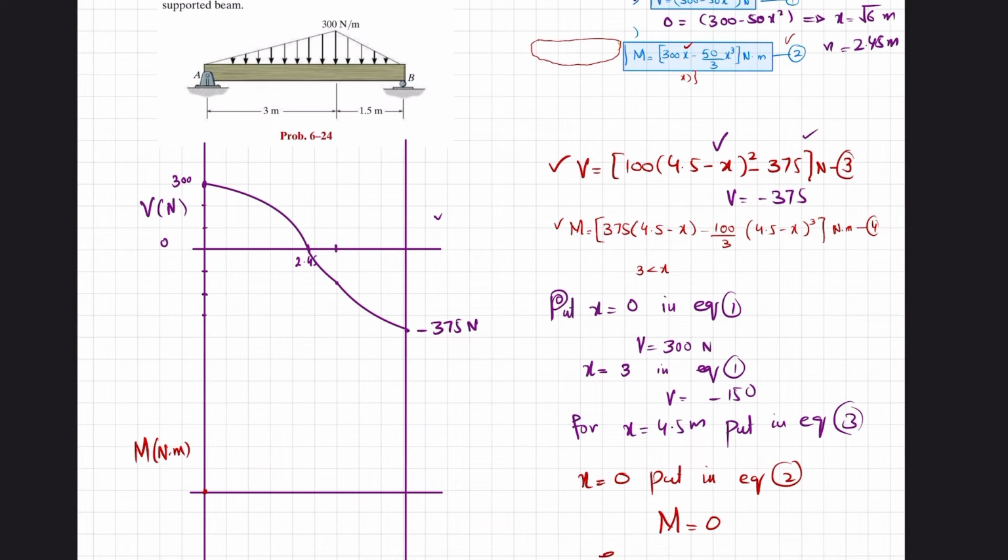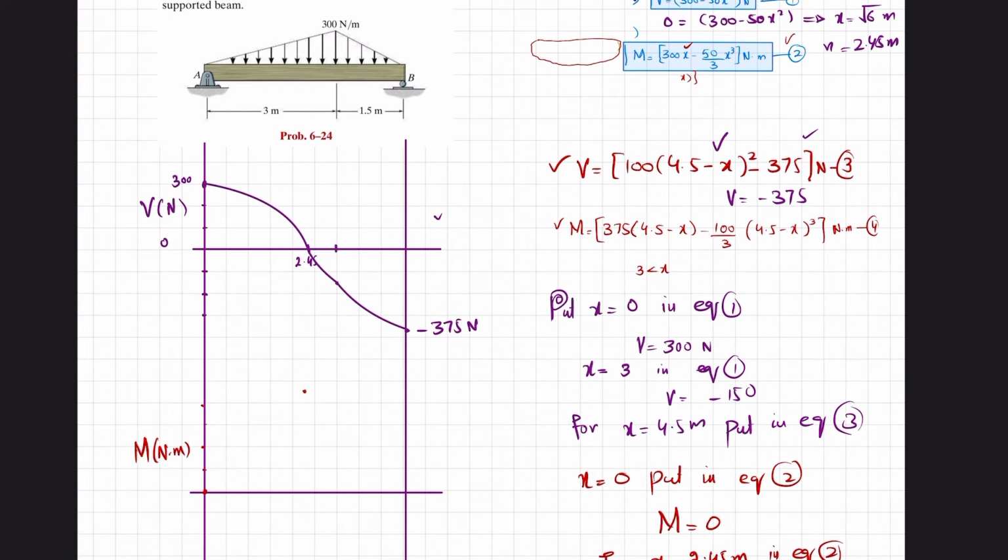For x is equal to 2.45, where shear force is 0. So when you put x is equal to 2.45 in equation number 2, you will get the maximum bending moment, that is 440 Newton into meter. So let each division be 100 Newton meter. So 2, 3 and 440 will be somewhere over here.